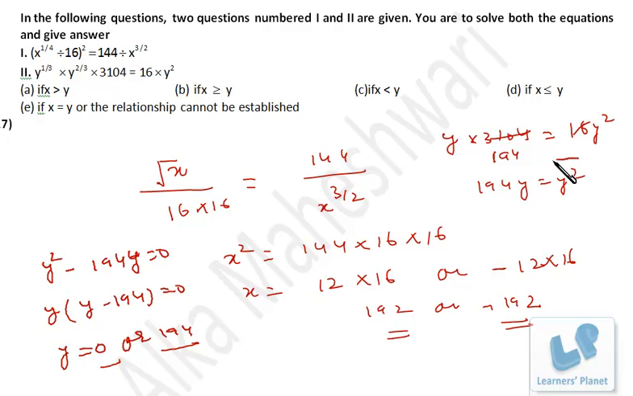And the most important step is this, right? Suppose you missed the value y is equal to 0, right? So you ended up with y is equal to 194. So in any case, maybe x is 192 or minus 192, y is definitely greater than x, right? So in this case, if y is greater than x, you would have marked this answer, but the actual answer is we cannot say anything about their relationship, right? So the most important step is this, where maximum students make mistakes, right?